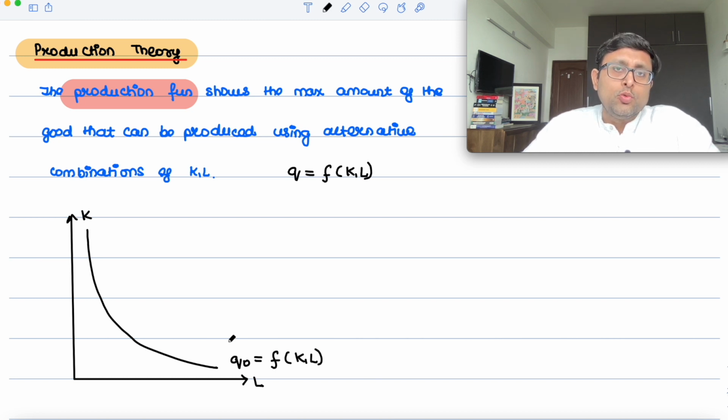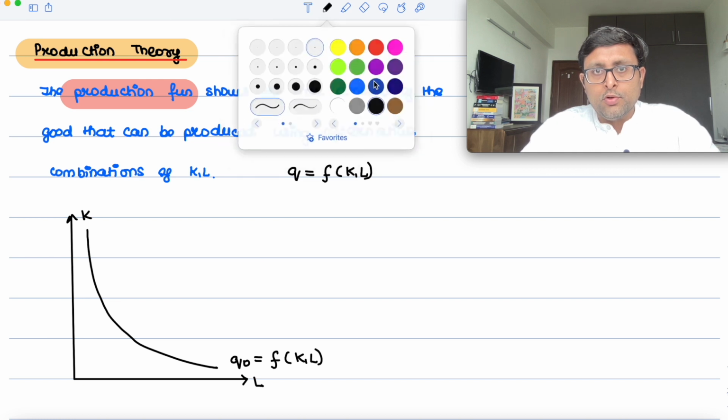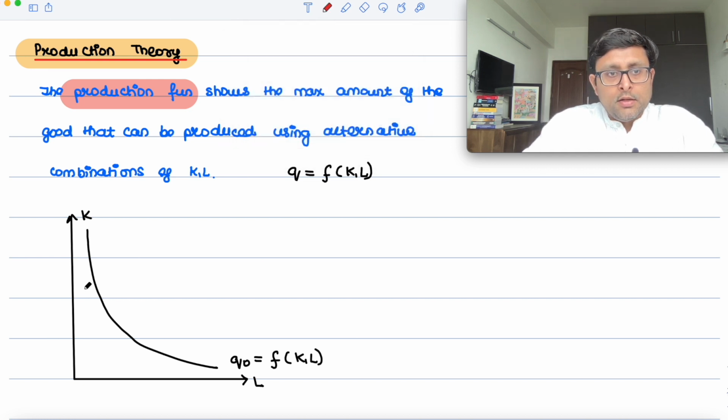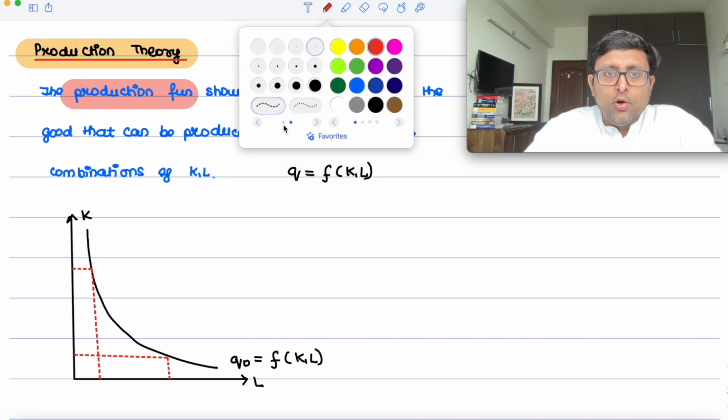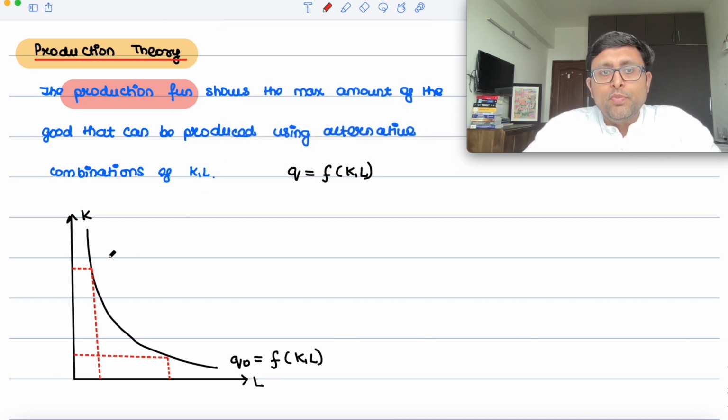This is analogous to the indifference curve in consumer theory. In consumer theory, you saw the different combinations of X and Y which can give the same level of utility to the consumer. Here in production theory, you have the different combinations of capital and labor which can give the same amount of output. So maybe you can use very little labor and more capital to produce a given level of output, or you can use a huge amount of labor and less capital to have the same amount of output. So all the combinations on this graph give you the same level of output.